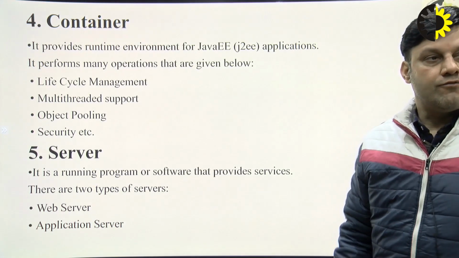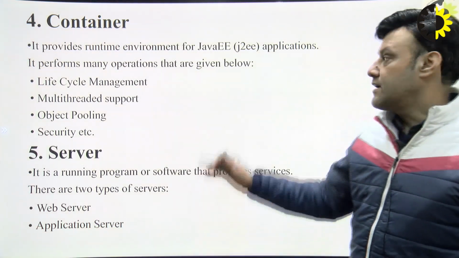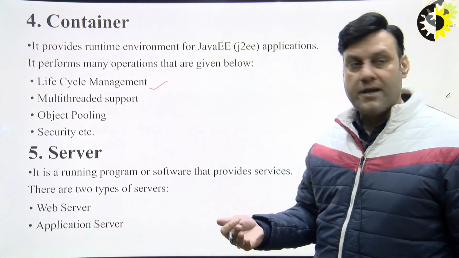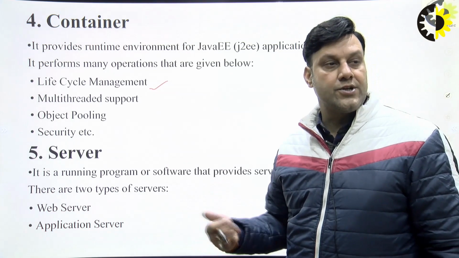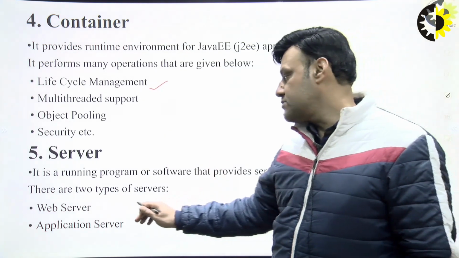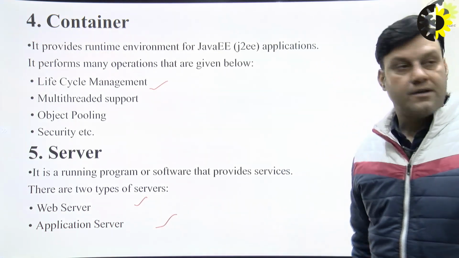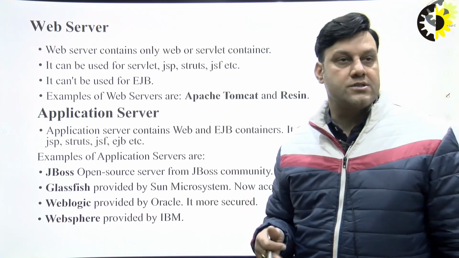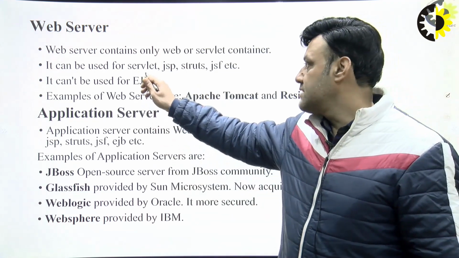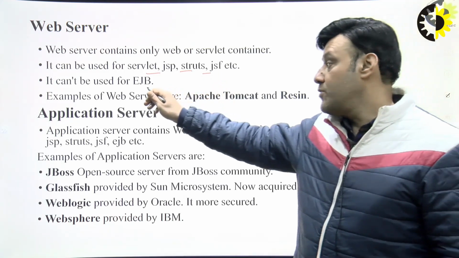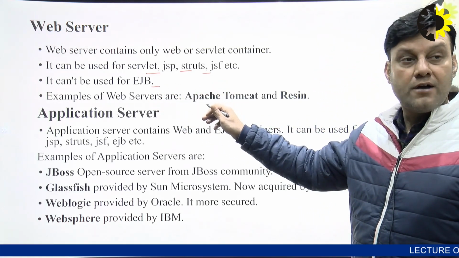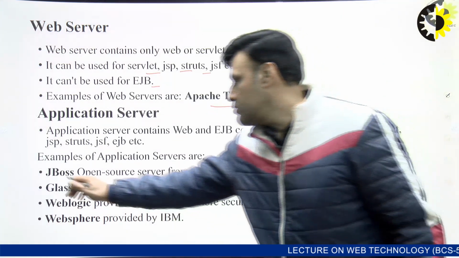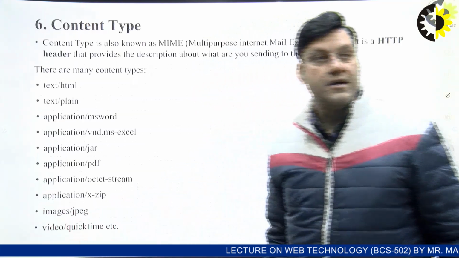What is a container? A container provides information that consists of life cycle management, multi-thread support, object pooling, and security. And what is a server? There are two types of server: web server and application server. A web server contains only a web or servlet container. It can be used for servlet, JSP, struts. It cannot be used for EJB. For example, you have heard about Apache Tomcat and Resin. These are web servers. Application servers are JBoss, Glassfish, WebLogic, WebSphere.